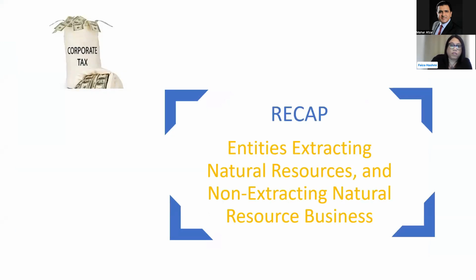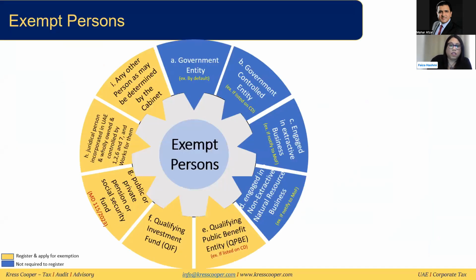So today I will be recapping the guide that we discussed last week, which was for entities engaged in extractive and non-extractive natural resource businesses. Under the corporate tax law, there are certain persons who enjoy exempt person status. One of these from this list, the entities engaged in extractive and non-extractive business, are also part of the exempt person list. So these are the people we will be discussing today, and the taxation relating to them.